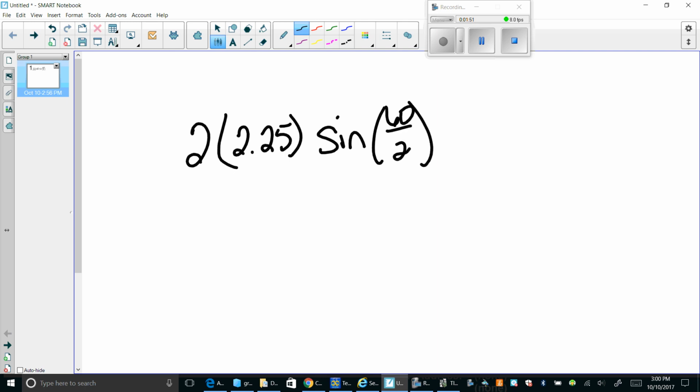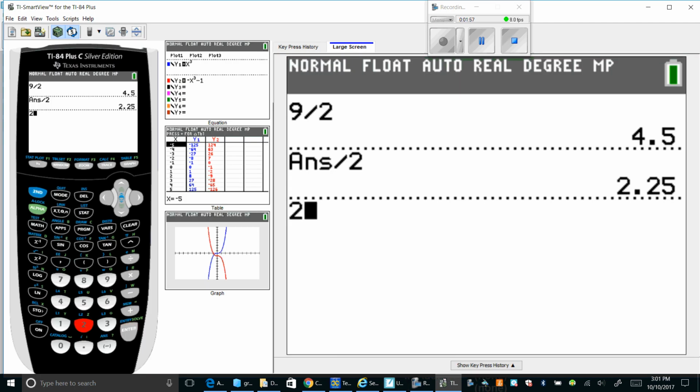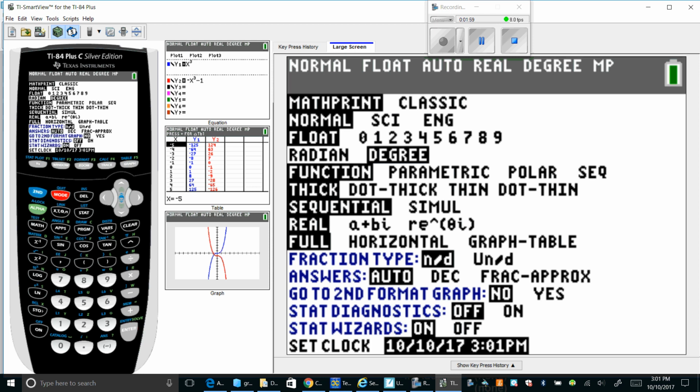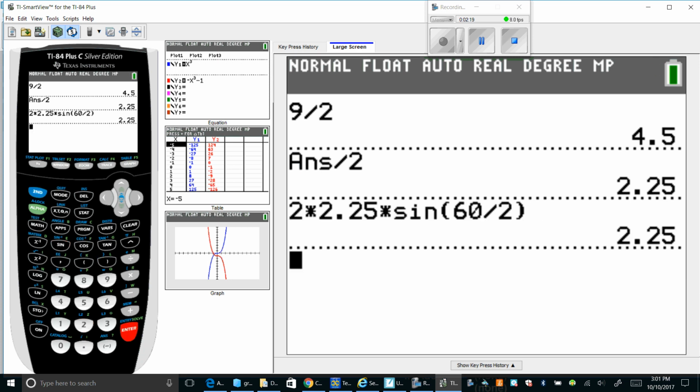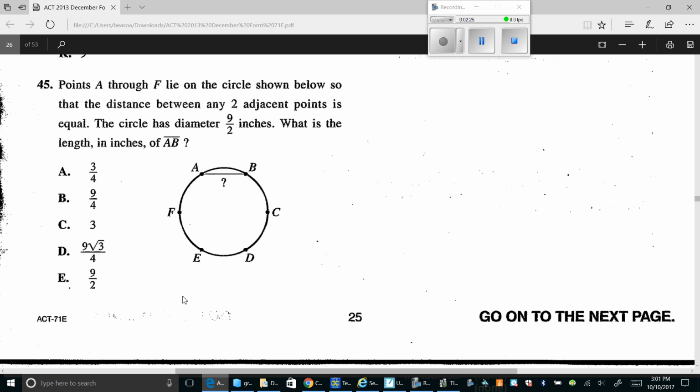So we're going to try that and see if that gives us the length of that chord. First of all, let me make sure I'm in degree mode, and I am because I was yesterday. So 2 times 2.25 times the sine of 60 divided by 2, or you could put 30 in here if you wanted to. And I get that the length of that chord is 2.25. So over here, my answer should be B, 9/4. That's 2.25. So that's your answer to 45.